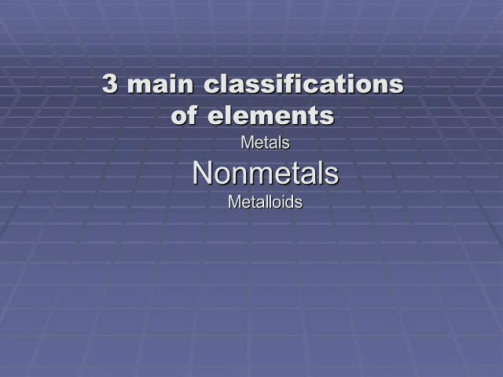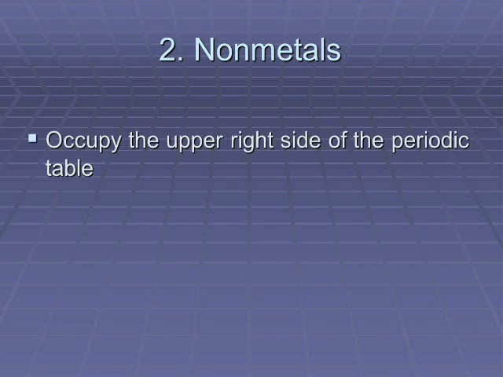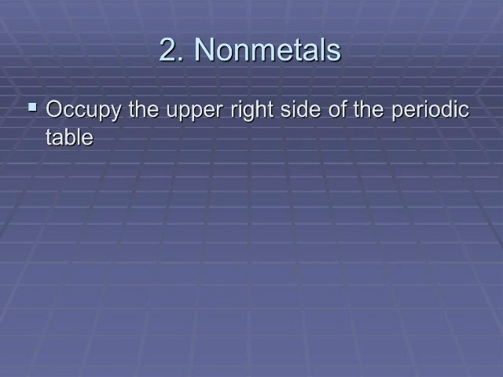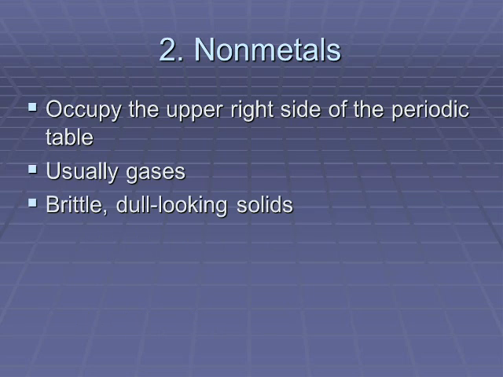So let's look at the classification of elements, the nonmetals. The nonmetals occupy the upper right side of the periodic table. They're right of the staircase. They're usually gases. They're brittle, dull looking as solids. So if they're not gases, they're going to be pretty dull solids as compared to metals, which are quite shiny and lustrous.